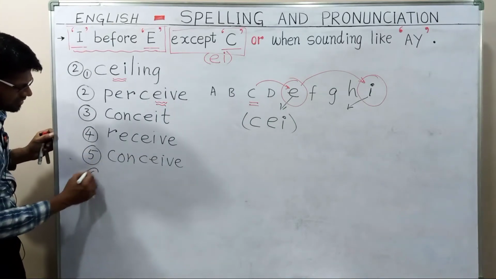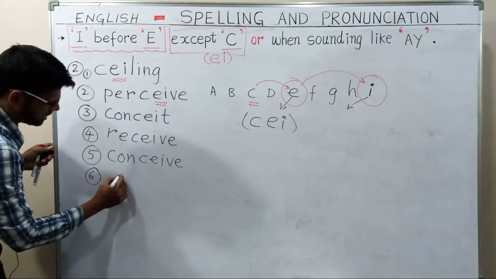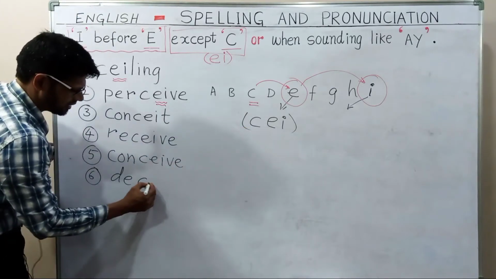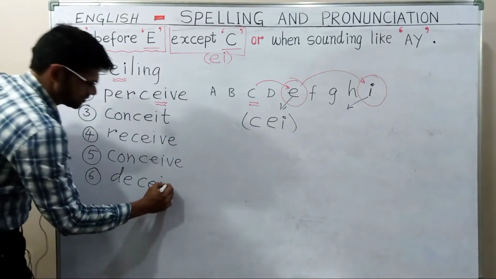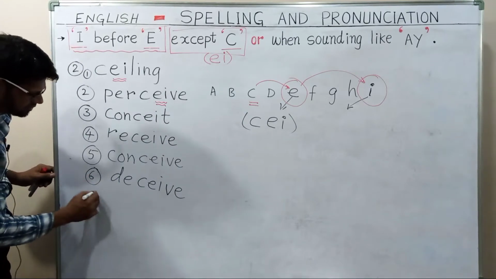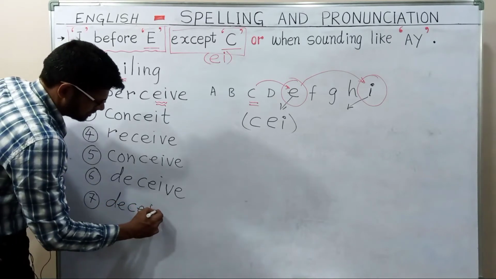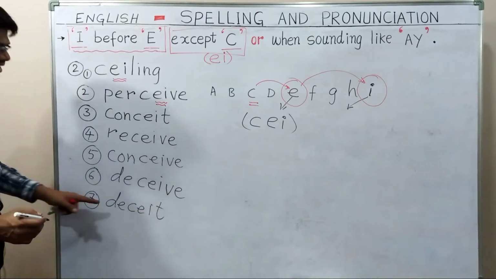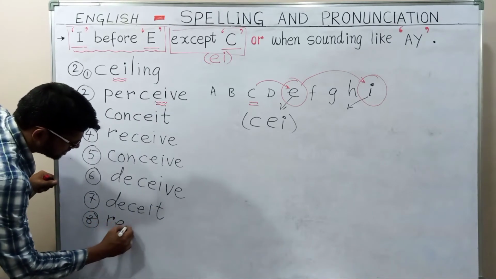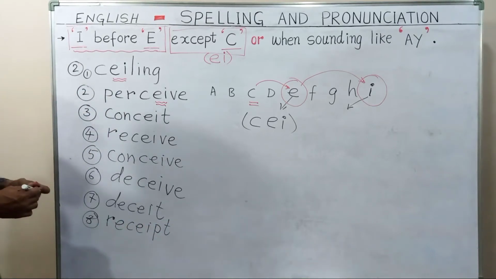If I write, for example, one more example I would like to give you: deceive. If I write D-E-C, after C you can see here E and I. Deceive, we deceive. And if I write one more example, for example, deceit, D-E-C-E-I-T, deceit. You can notice here. Last one, for example, receipt, R-E-C-E-I-P and T.